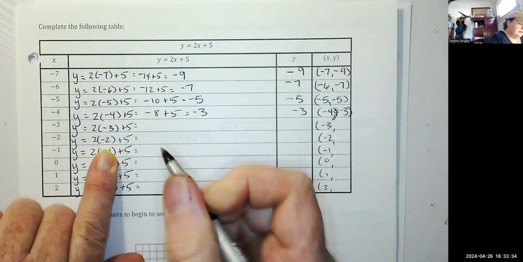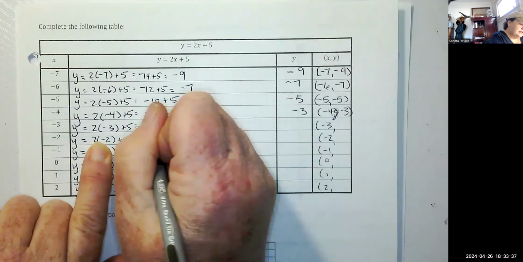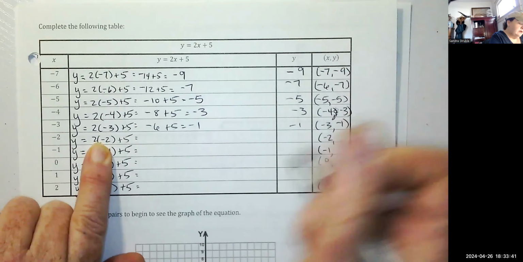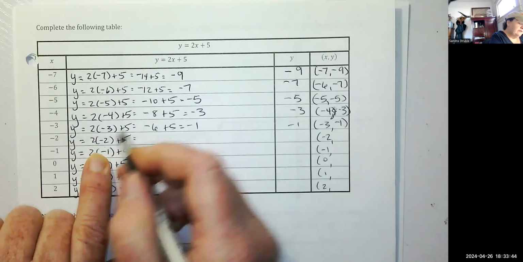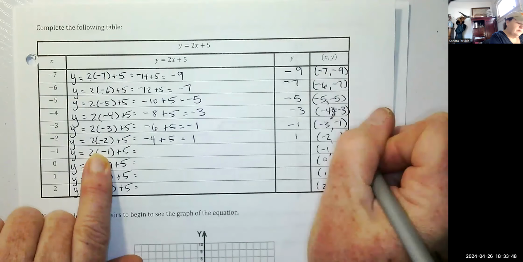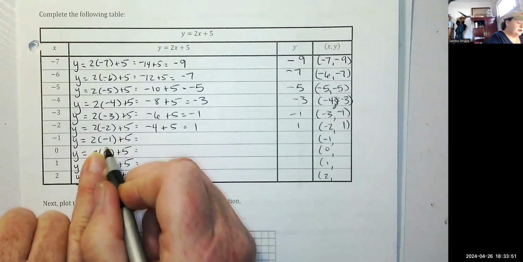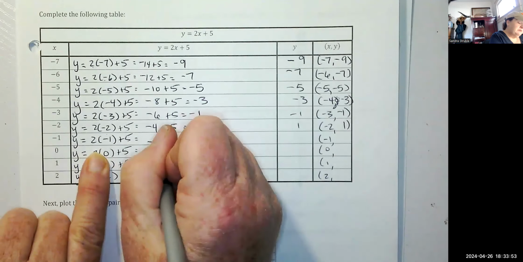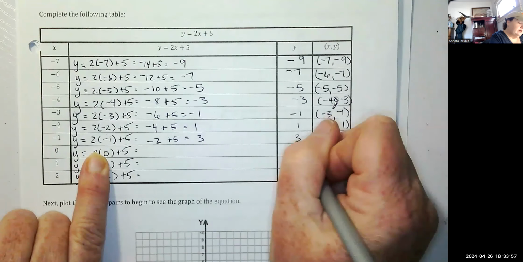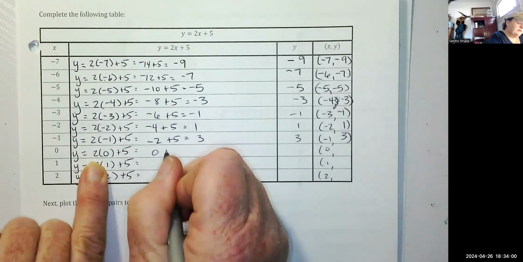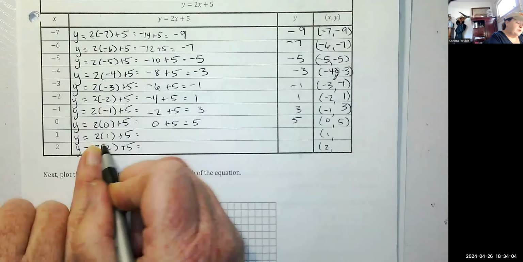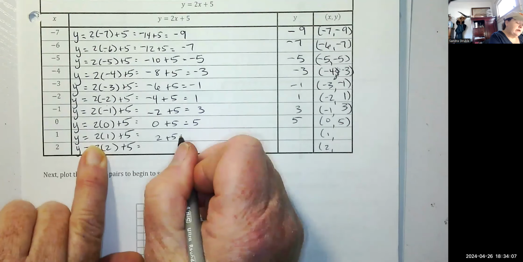All right. So the next one is 2 times -3 is -6 plus 5 is -1. 2 times -2 is -4 plus 5 is 1. I'm sorry, 2 times -1 is -2 plus 5 is 3. 2 times 0 is 0 plus 5 is 5. 2 times 1 is 2 plus 5 is 7.